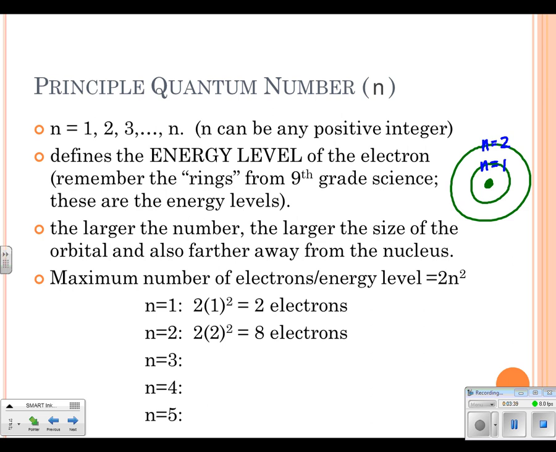So for n equals 3, 4, and 5, why don't you pause the video right now and figure out how many electrons can fit in each one.